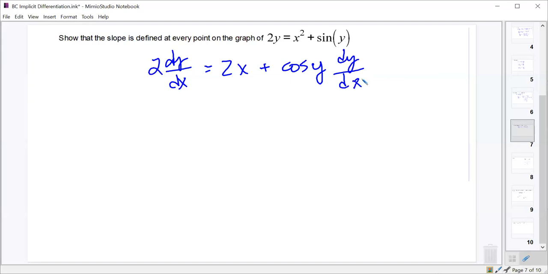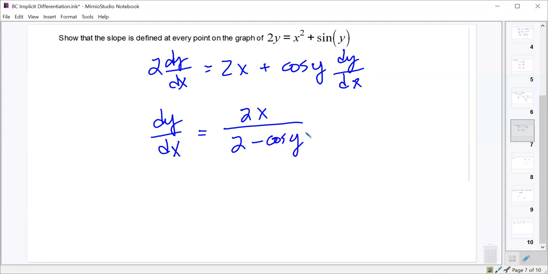Just to make sure everybody got that when they took the derivative of both sides to start with, and simplify to that, hopefully. And so how do we know that the slope must be defined? Since this equation, 2x over 2 minus cosine of y, represents our slope.